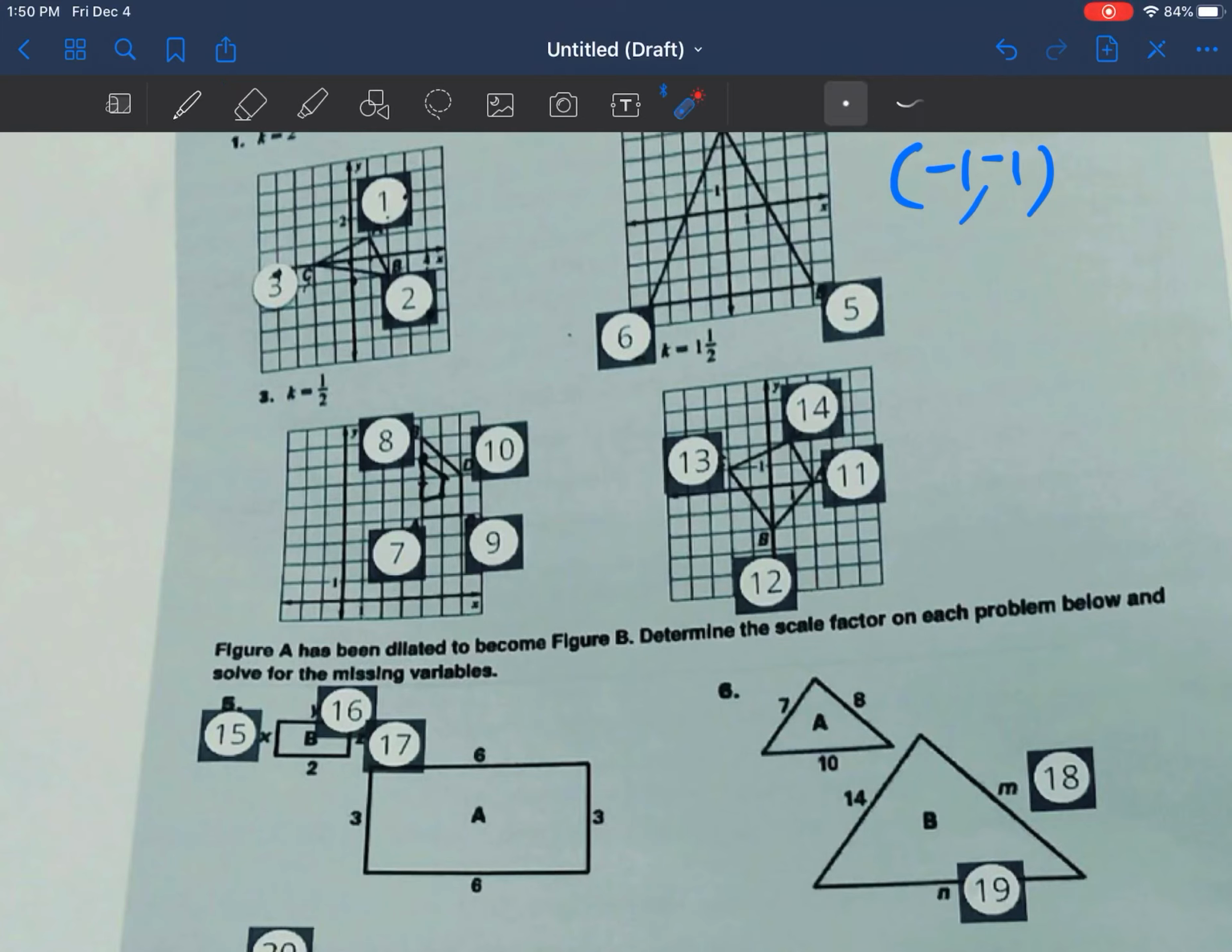For 10, we're looking at this point right here. I'm going to go ahead and get the coordinates. It's going to be 1, 2, 3, 4, 5, 6. And I'm going up 1, 2, 3, 4, 5, 6. So the coordinates are 6, 6. I'm going to multiply each of those numbers by 1/2. 6 times 1/2 is 3. The other 6 times 1/2 is 3. So the answer to number 10 is 3, 3.